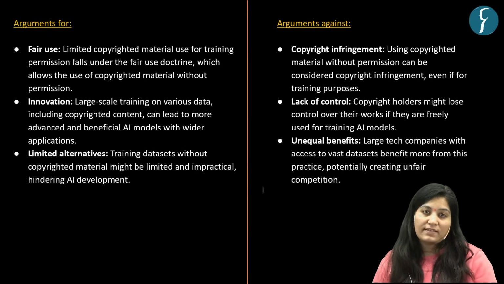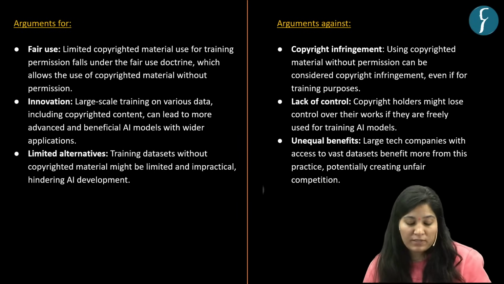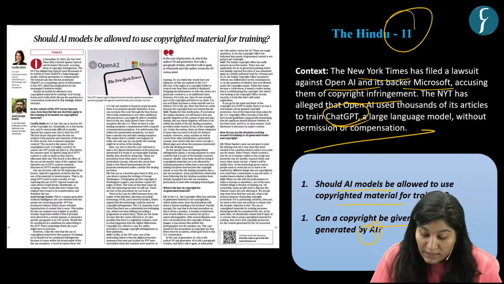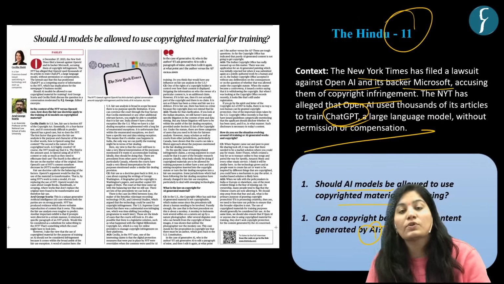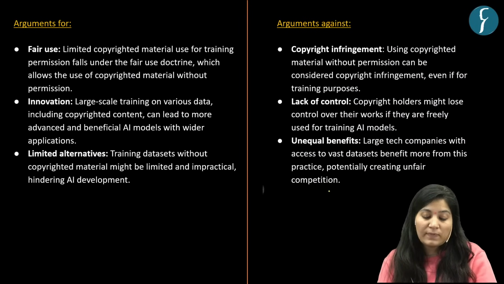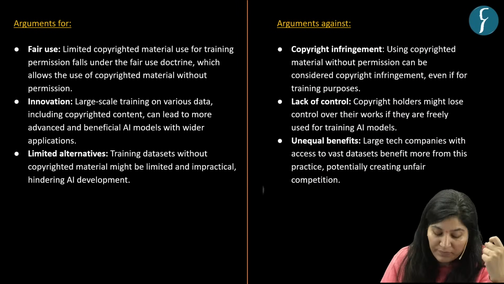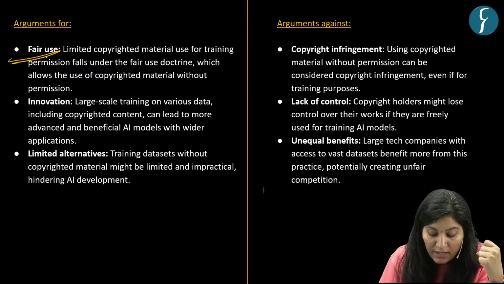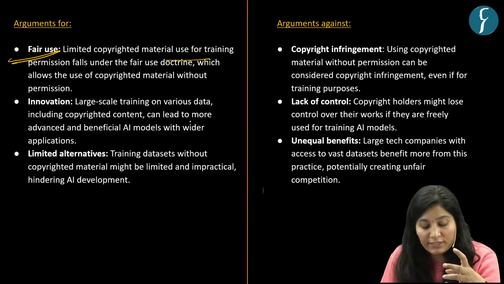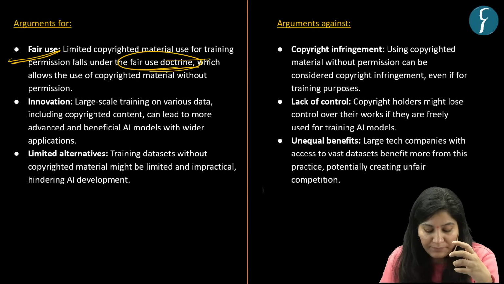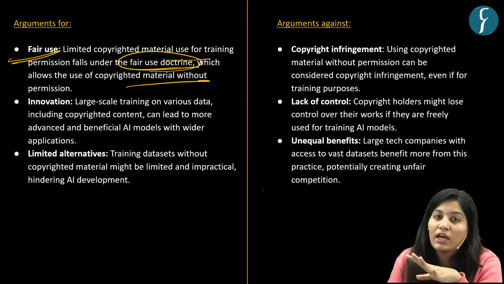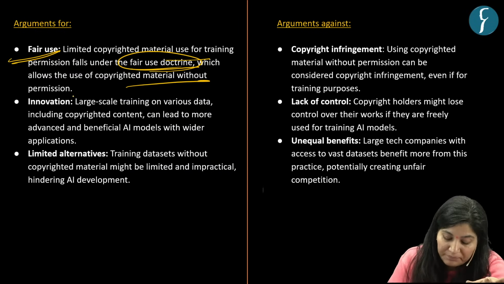There is always a division of arguments, for and against, on whether AI should be allowed to use copyrighted material. So first we'll deal with arguments for. First is fair use. Limited copyrighted material used for training falls under the fair use doctrine, which allows the use of copyrighted material without permission.